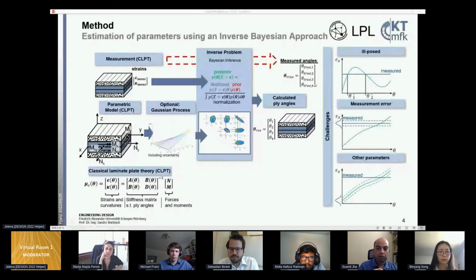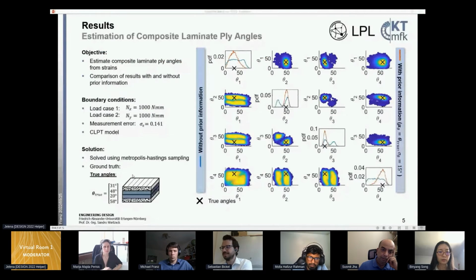A benefit of the Bayesian inference is that it can overcome typical challenges of such an inverse problem, like ill-posedness, measurement errors, and further parameters subject to variations, leading to additional noise. Next, I want to shortly present you a general example estimating the laminate ply angles. A benefit of the Bayesian inference is the prior information. This means, for example, the nominal parameter values can be included in the calculation.